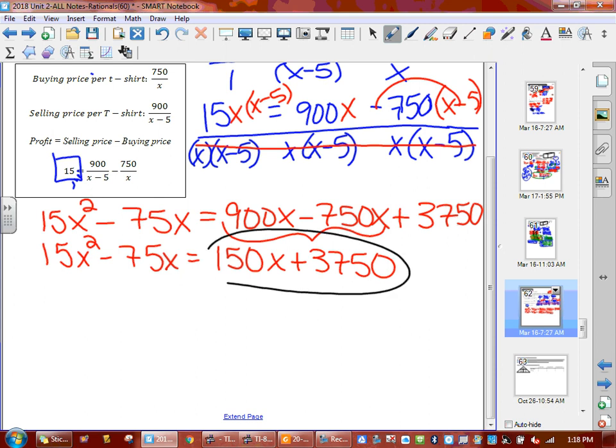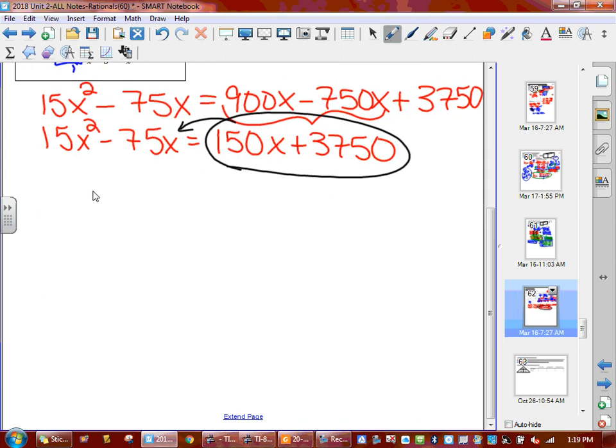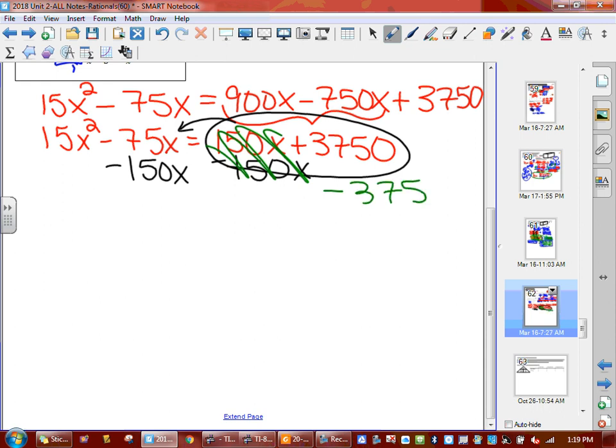Now all of that is going to the left. So because it's going to the left, we have to do the opposite. So this guy is a positive 150, we're going to subtract 150. It's a positive 3750, we're going to subtract 3750. So subtract 150x, this guy can now disappear. Subtract 3750. So now, everything has disappeared on the right-hand side.